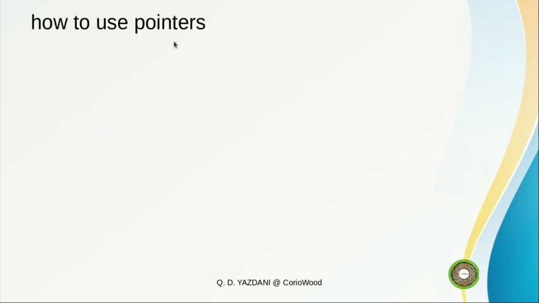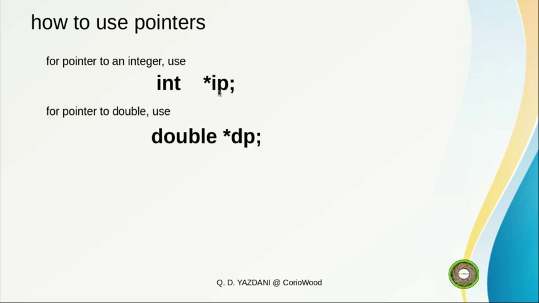All right, so how to use pointers? For a pointer to an integer, use int star ip, integer pointer. Keep in mind, you can put any other names. The reason I put ip is because integer pointer, just a made up name. You can put any other name, X, Y, Z, anything, as long as you declare it and use it. For a pointer to double, use double. This is very important at the front. You need to keep in mind that you need to put this int and you need to put this double.